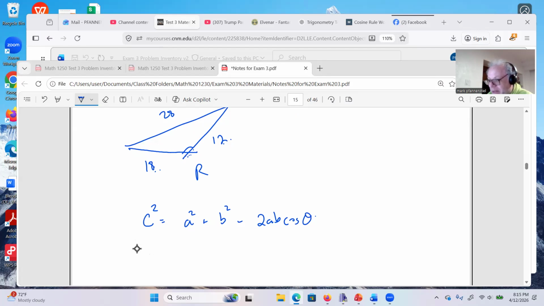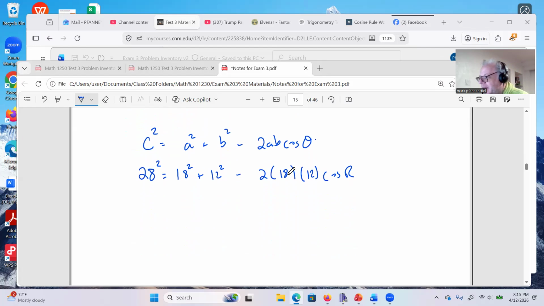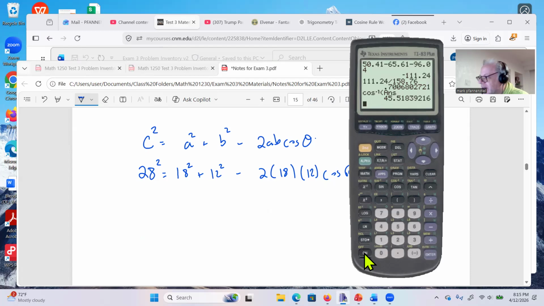So we're going to go ahead and type in some numbers. So this is going to be 28 squared is equal to 18 squared plus 12 squared minus 2 times 18 times 12 times the cosine of R, but I don't know what that is. So we're just going to leave it like that. Okay. We're going to need to deal with some calculations here. So I'm going to go ahead and figure out what some of these things are. So we can say 28 squared.